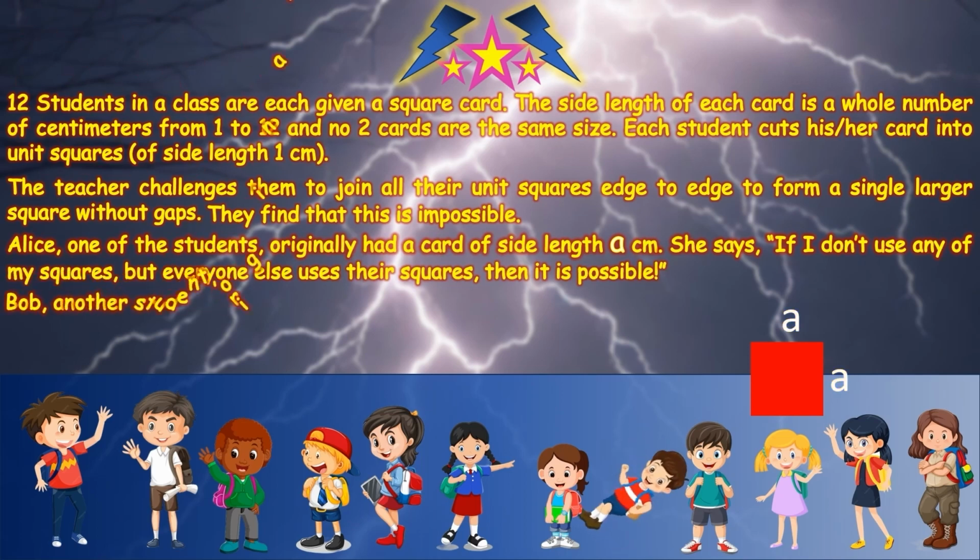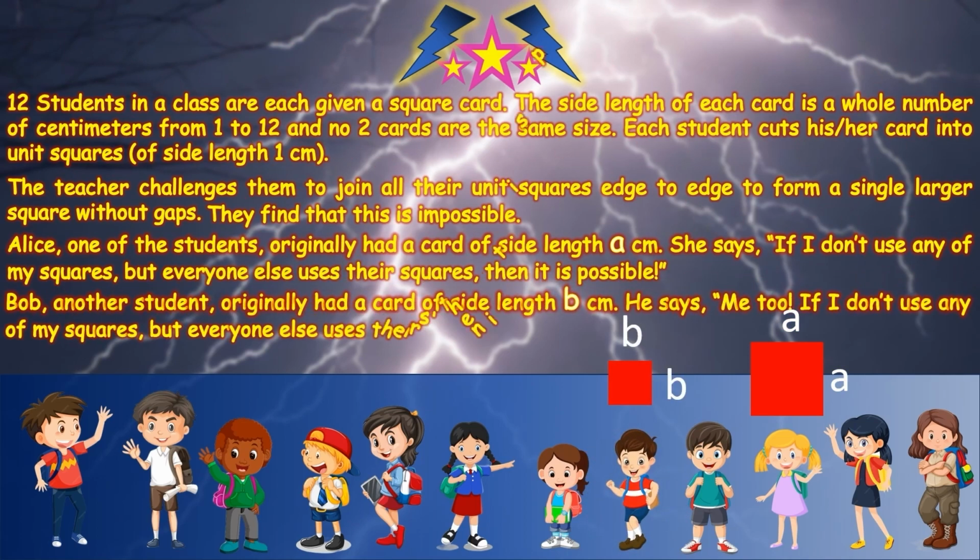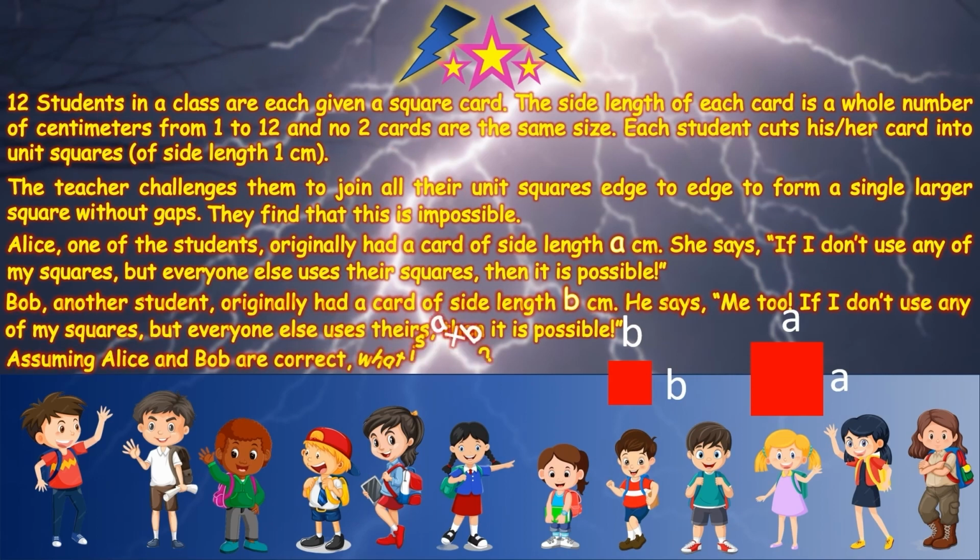Bob, another student, originally had a card of side length B centimeter. He says, me too. If I don't use any of my squares, but everyone else uses theirs, then it is possible. Assuming Alice and Bob are correct, what is A multiply B?